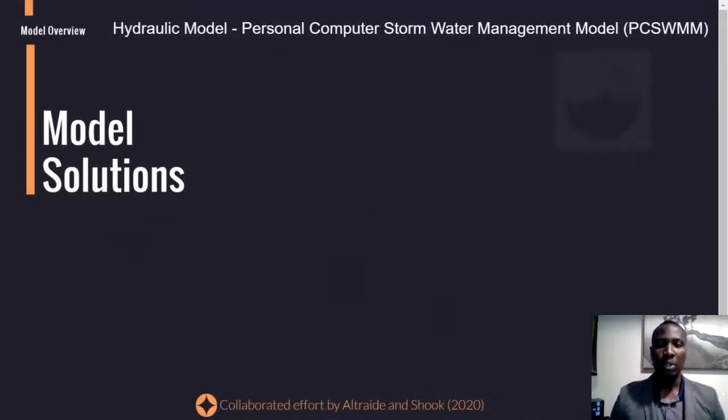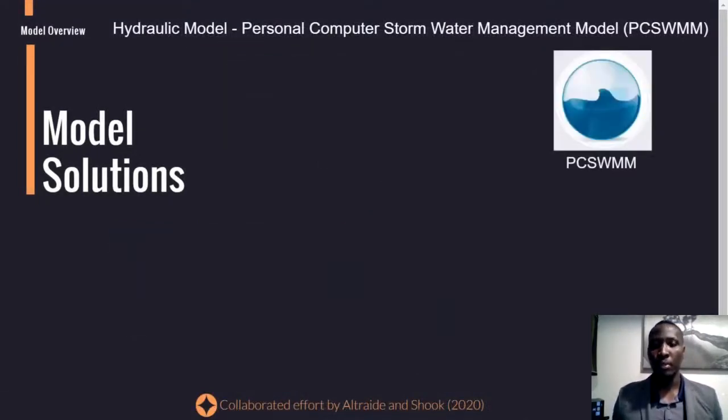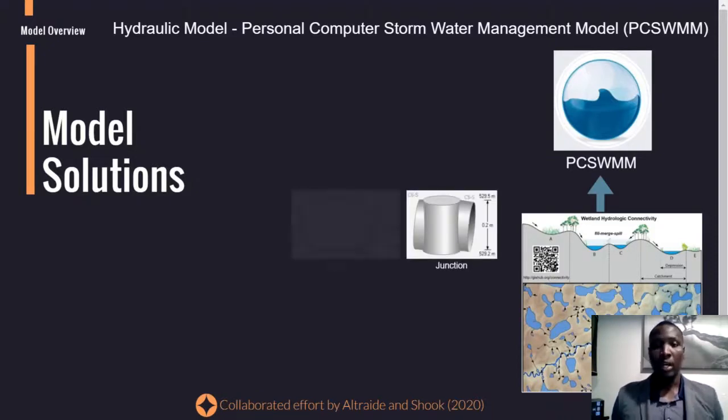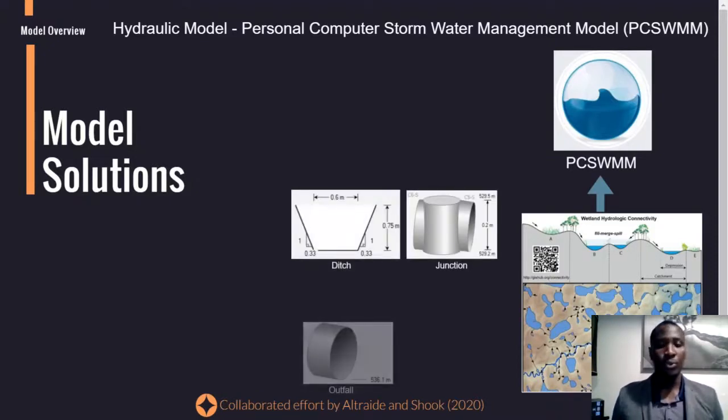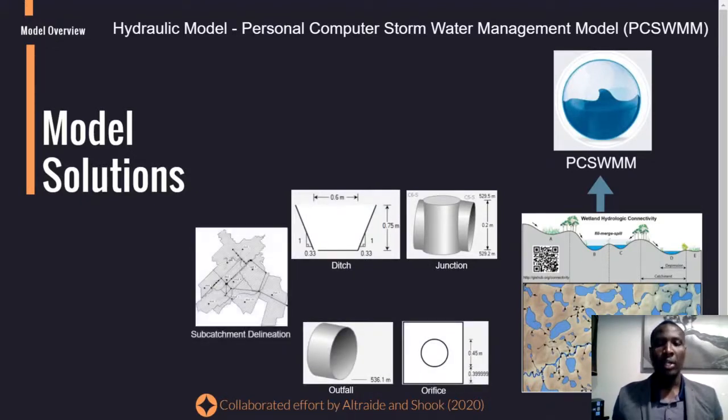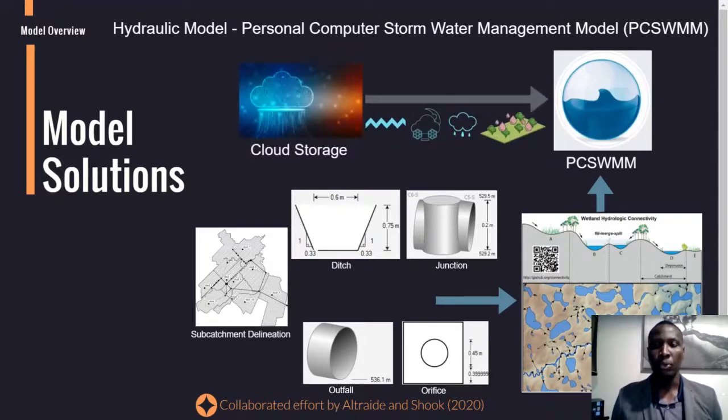On the hydraulic model side of things, we want to use PCSWMM to create a fill and spill relationship. And by doing this, we use tools like junction, ditch. We also use the outfall, and sometimes we use orifice in combination with delineating subcatchments to form this fill-spill basin relationship in the prairies. But this doesn't stop here, because at the end of the day, we want to be able to input the output from CRHM to get a full result.